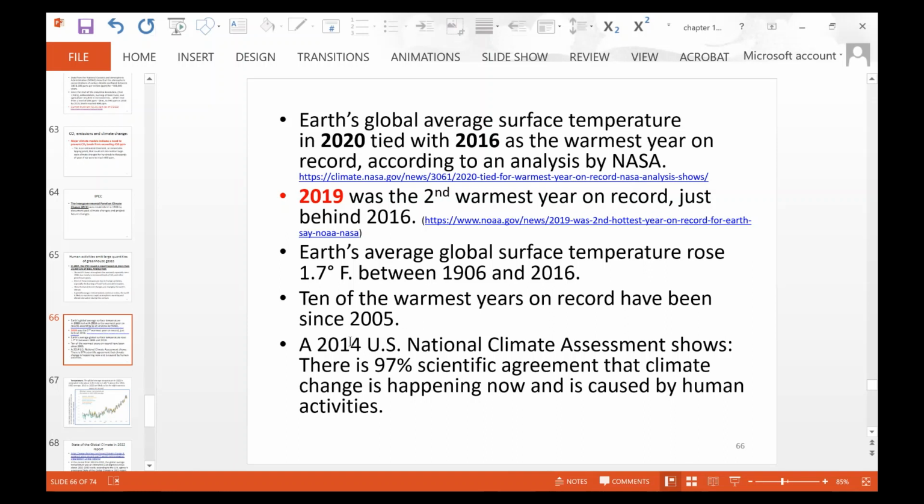And then a national climate assessment in 2014 shows that there was 97% scientific agreement that climate change is happening now and it is caused by human activities.